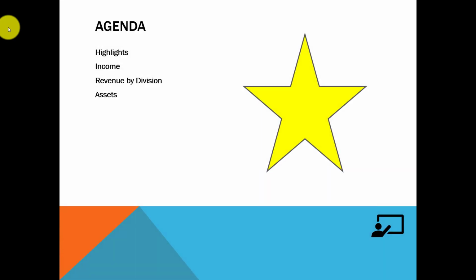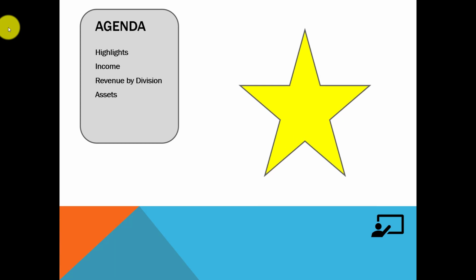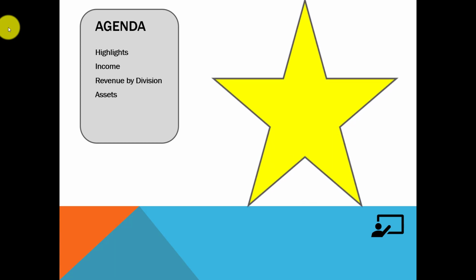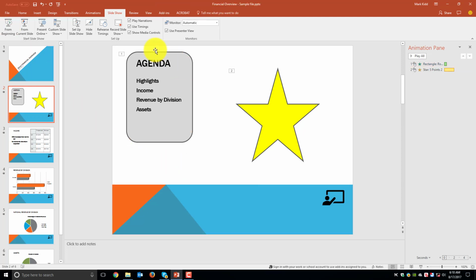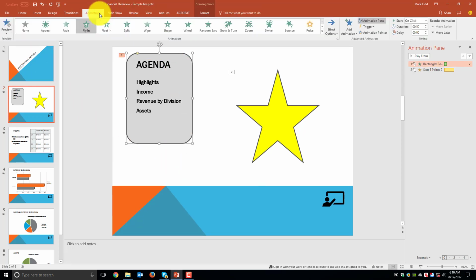So I'm going to click to the next one. As I click, my first animation will work, and I click again, my second animation will work. Escape to go out of the slideshow. All your animations will exist in this pane over here, and you can also move them around to decide which animation will play first.